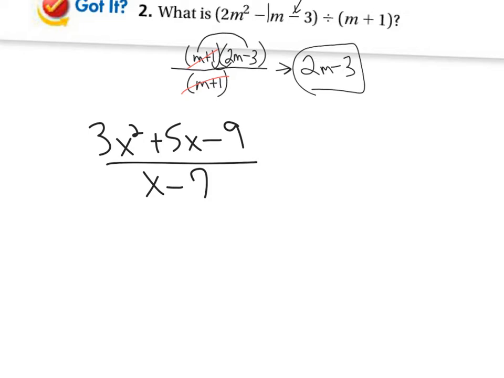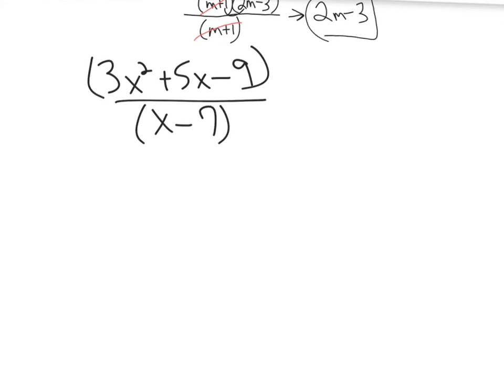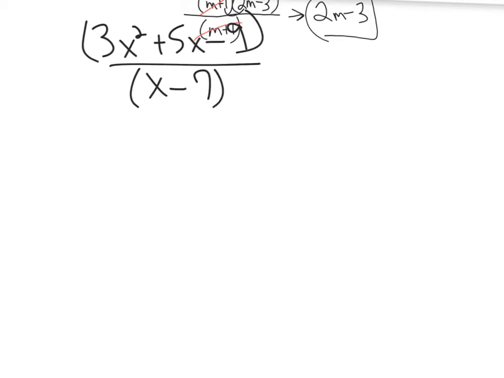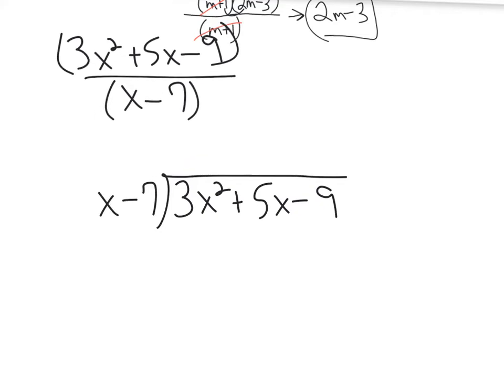So let's say we got 3x squared plus 5x minus 9, all being divided by x minus 7. And remember, if you want to put parentheses around these, don't even think about trying to cancel unless you see a factor that's the same. We don't really have factors here. We just have things being added and subtracted. We have a binomial in the denominator, and so we are going to go with long division here. So we got 3x squared plus 5x minus 9 on the inside, and it's being divided by x minus 7.